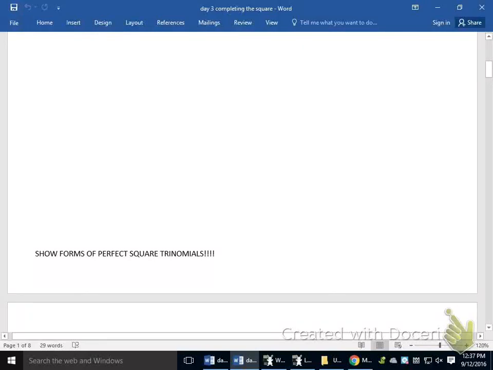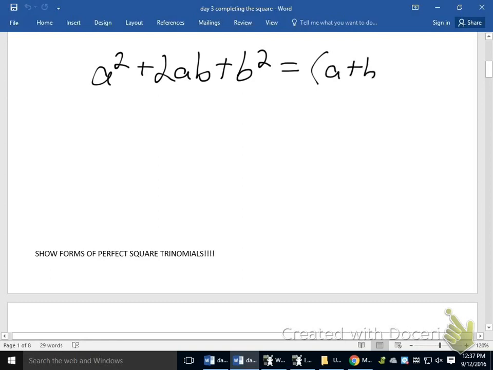Okay, welcome to Unit 2, Quadratic Equations. This is day 3, completing the square. First off, before you get into this, you're really going to need to know what the forms of perfect square trinomials are. And that's like a squared plus 2ab plus b squared can be written as a plus b squared.